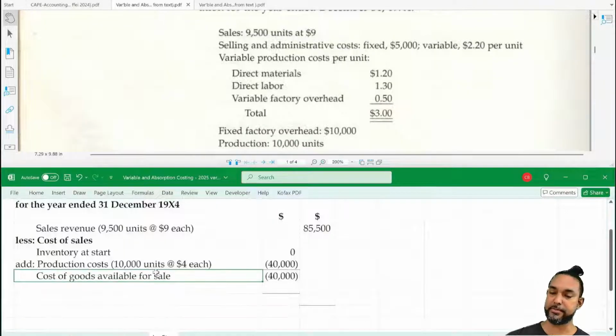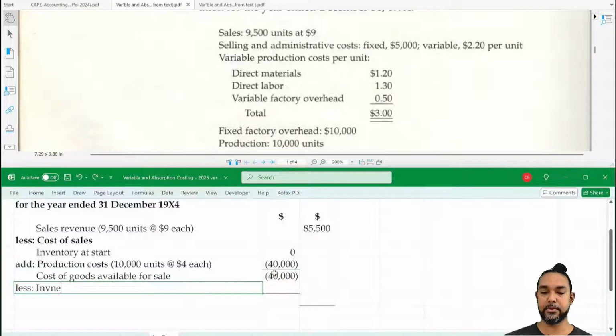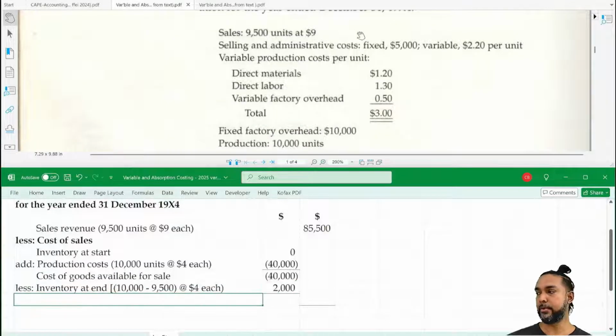Now, this line is purely optional. We do not need to show a subtotal for the cost of goods available all the time. You could actually leave it out and go straight to the next line, which is less inventory at end. If you remember, we made 10,000 units and we sold 9,500. So the difference of 500 is how many units remain unsold, and that's at a cost of $4 each. So that's equal to 500 by 4, so we have 2,000.